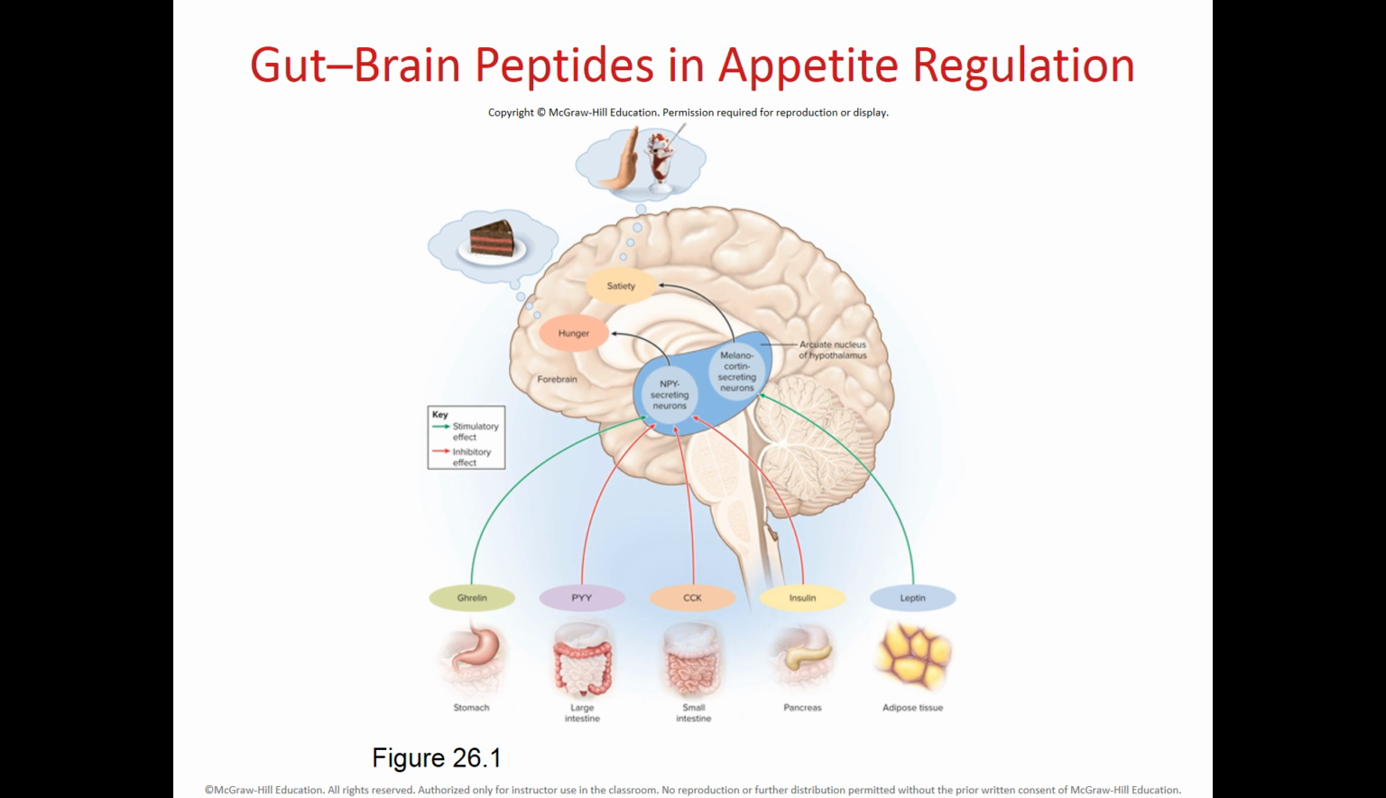So here is the diagram of the regulators of appetite. Here we have these NPY secreting neurons in the hypothalamus, in the arcuate nucleus, and here these melanocortin secreting neurons. They have opposite effects. Melanocortin sends a signal to the cerebral cortex so we can feel satisfied, and the NPY activates the cerebral cortex so we can feel hungry. Leptin has a stimulatory effect on melanocortin, and insulin, together with CCK and PYY, inhibits NPY so we can feel satisfied. And ghrelin activates NPY so we can feel hungry.